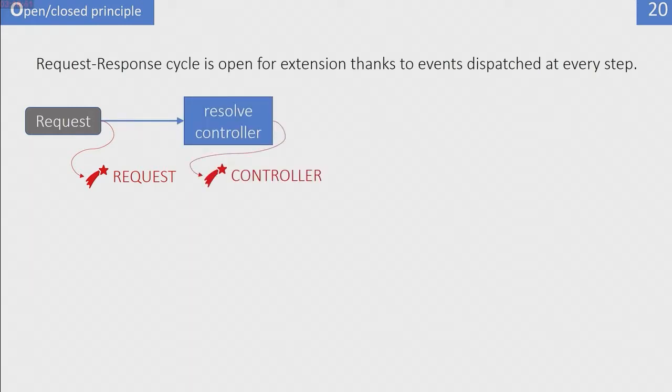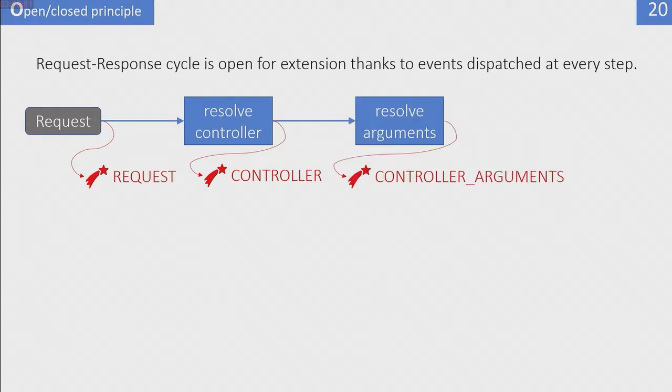Then, when the controller is defined, and the controller is your code, your business logic, before it gets executed, a controller event is dispatched, allowing, for example, to change the controller. Then we need to define the arguments of this controller. The arguments of your controller can be the request object, any service from the service container, or any parameter if your URL is parameterized. The controller arguments event is thrown immediately, allowing you to change or to add parameters.